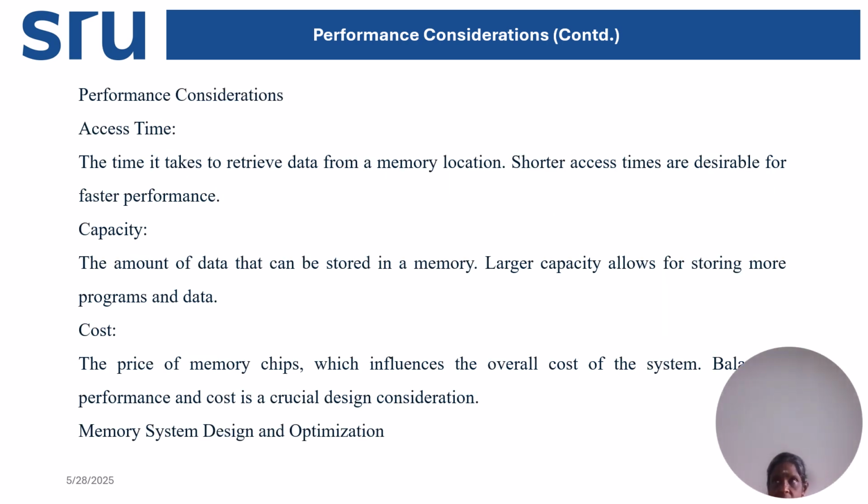Performance consideration at this time. So first one, access time: this is the time taken to retrieve data from a main memory location. Shorter access times are desirable for faster performance. Main memory, we cannot say it is slower, otherwise we cannot obtain faster performance.